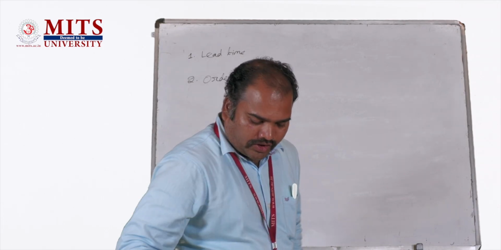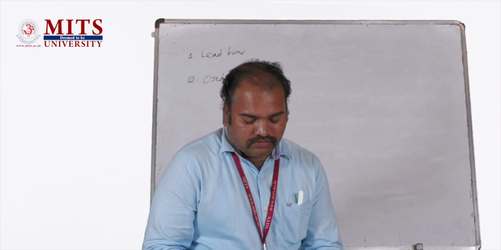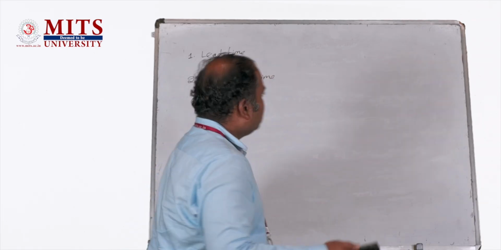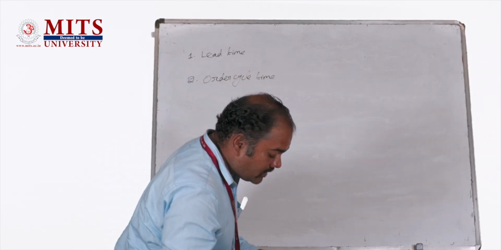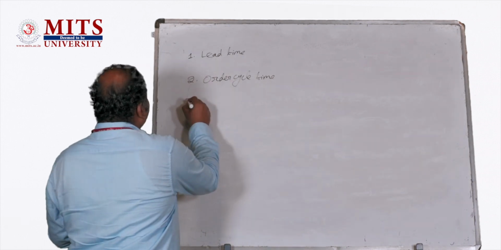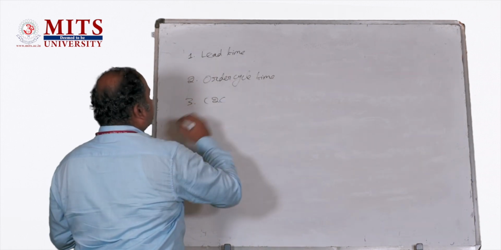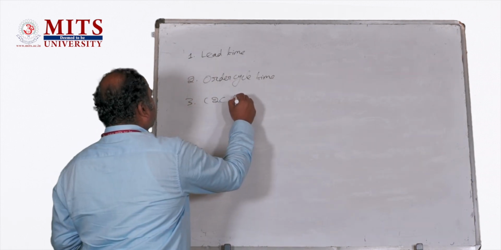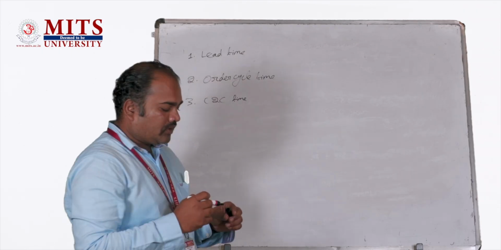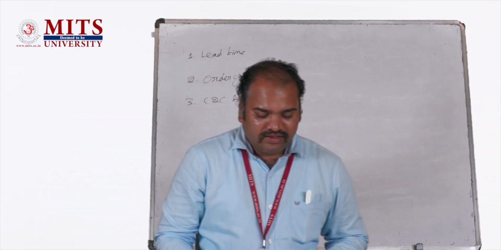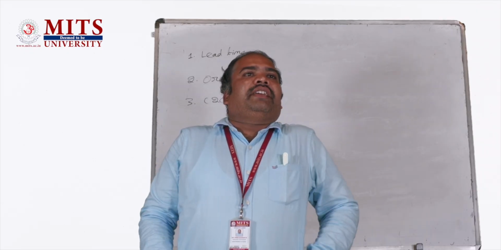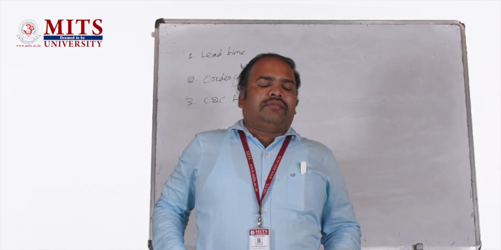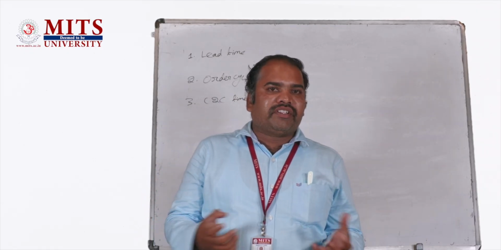And coming to... sorry, I forgot, there is one more thing, that is C to C time, that is cash to cash cycle time. Actually, this involves how much time it takes for the cash flow to happen in the particular supply chain.